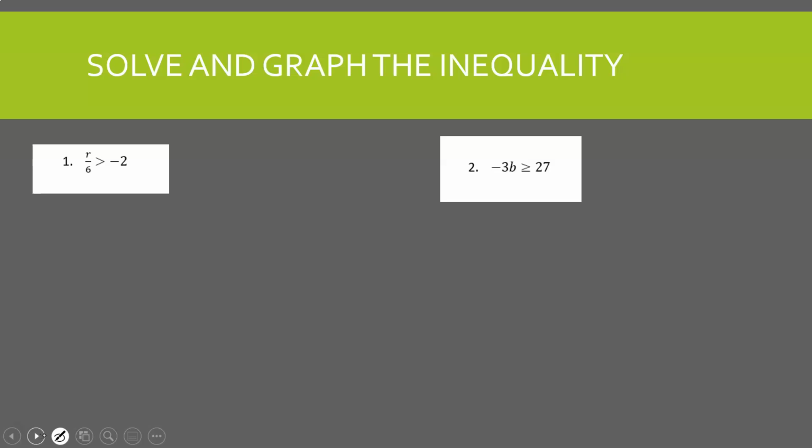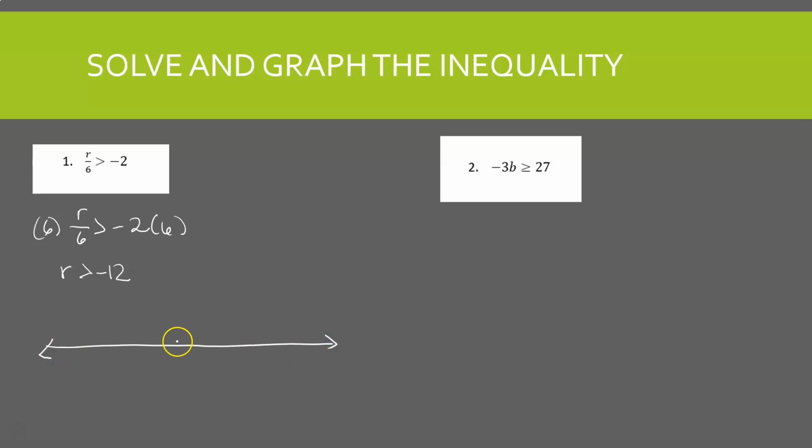All right, solve and graph the inequality. The thing you need to remember here is you need to flip the sign when you are multiplying or dividing by a negative. So this is r divided by 6 is greater than negative 2. I'm going to multiply by 6. So I have r is greater than negative 12. On my graph here, I'm going to have an open circle, and the numbers that are greater than negative 12 are this way.